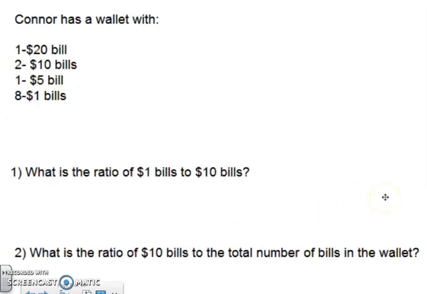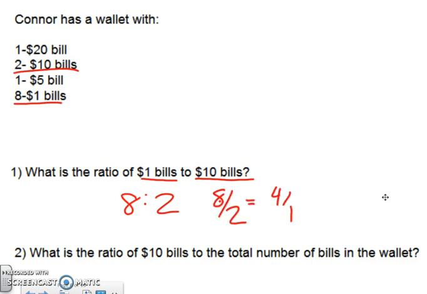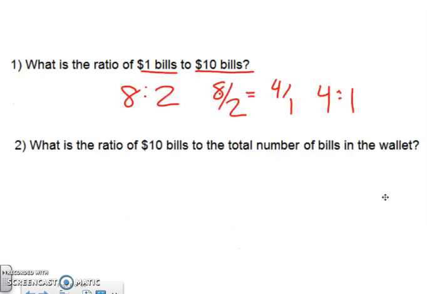So let's talk about Connor. He's got some money in his wallet. So he's got a $20 bill, 2 $10 bills, 1 $5 bill, and 8 $1 bills. So what's the ratio of $1 bills to $10 bills? First off, $1 bills, I have 8 of them. I'm going to write it with a colon. And then how many $10 bills do I have? I have 2. So again, remember, that's the same as writing it 8 over 2, which can be reduced to 4 over 1. So the simplest ratio would be 4 to 1. So for every four $1 bills that I have, I've got one $10 bill. Okay, so that's a review on how to write a ratio.